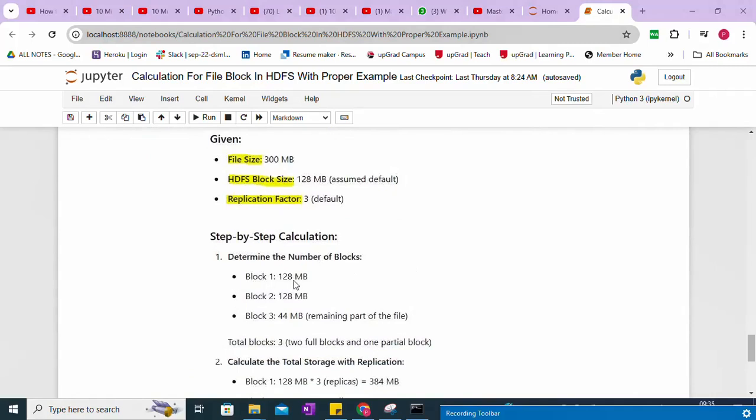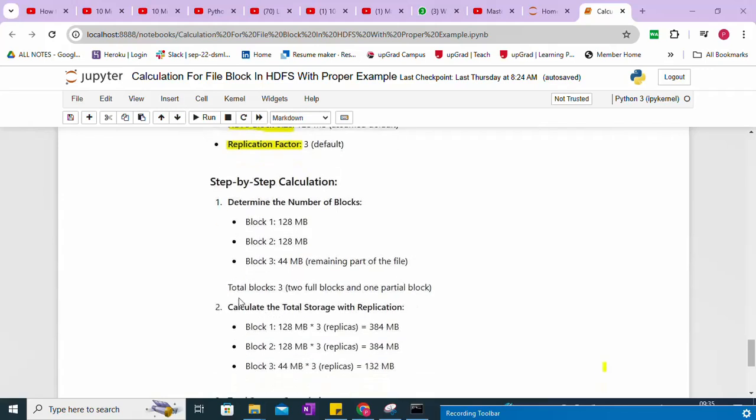Block 1 contains 128 MB. Block 2 contains 128 MB. And block 3 contains 44 MB. Then the total number of blocks would be 1 plus 1 plus 1, that is 3. Two full blocks, that is block 1 and 2, and 1 partial block, that is block 3, because out of 128, only 44 MB of data is present.